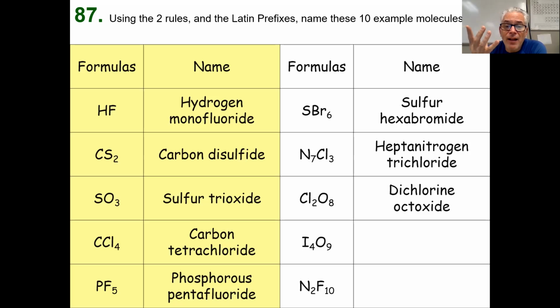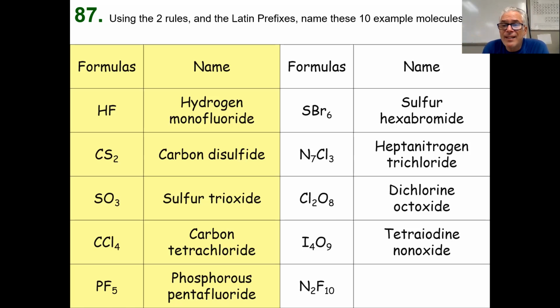4 iodines and 9 oxygens. So we're going to have tetraiodine non-oxide. I said that wrong. Tetraiodine nonoxide, because there's 9 oxygens. And honestly, I can't see the last one. I got something blocking my view. And let's see if I can move that up. Oh, there it is. N2F10.